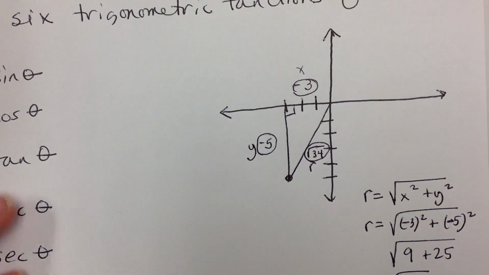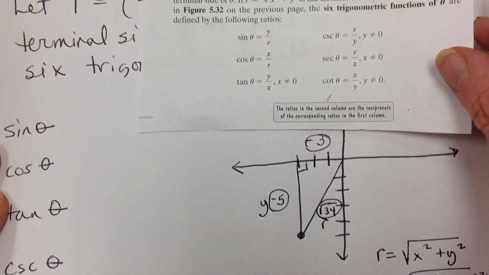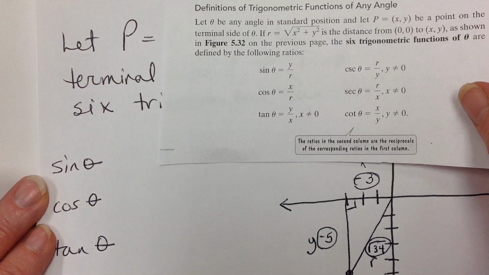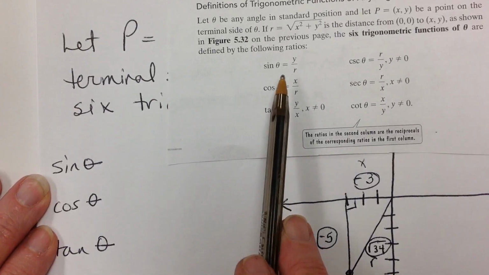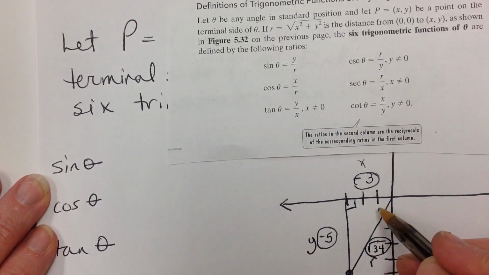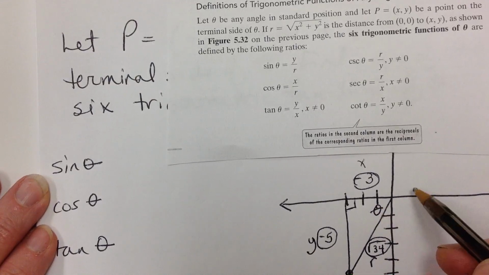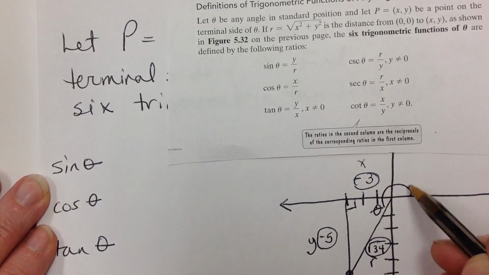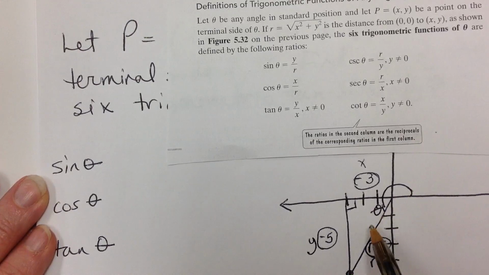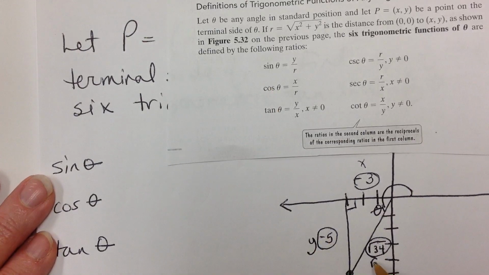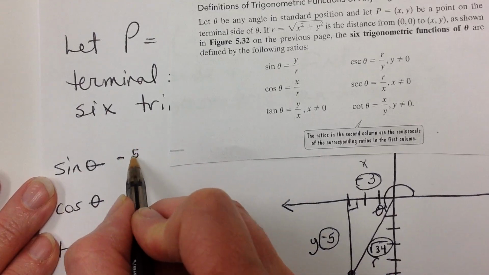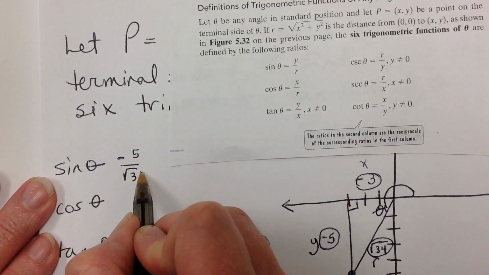Okay? So, let's remember our little rules from our previous figure here. All right, we're trying to find sine. Sine is always, think of here's theta, okay? You've got theta coming all the way around, okay? So, sine is y over r, opposite over hypotenuse, so that's -5 over the square root of 34.